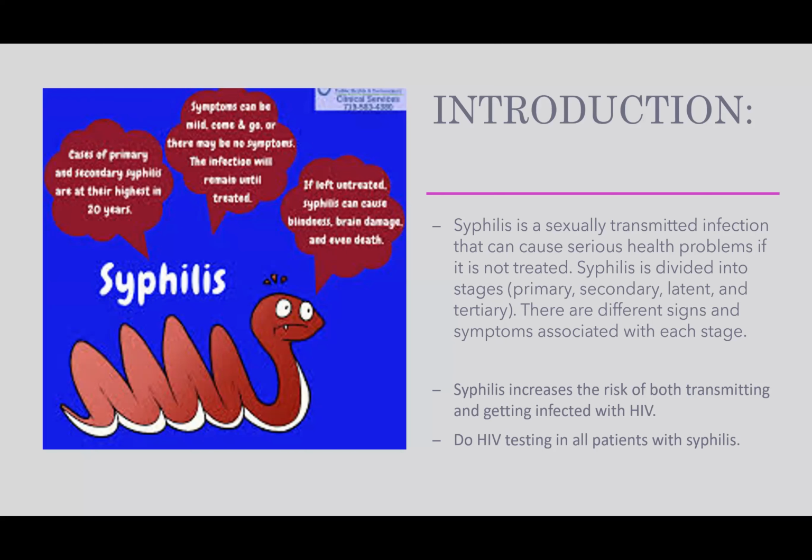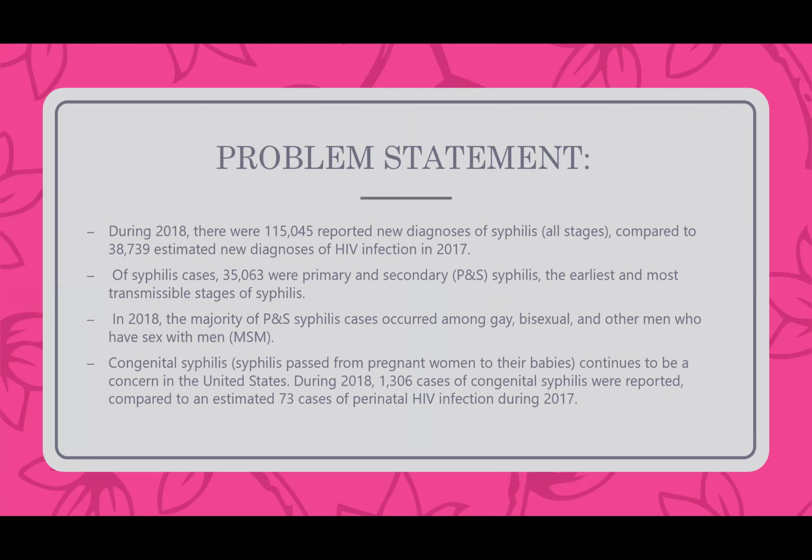Problem statement. During 2018, there were 1,15,045 reported new diagnoses of syphilis, including all stages, compared to 38,739 estimated new diagnoses of HIV infection in 2017. Of syphilis cases, 35,063 were primary and secondary syphilis, the earliest and most transmissible stages of syphilis. In 2018, the majority of primary and secondary syphilis cases occurred among gay, bisexual, and other men who have sex with men.